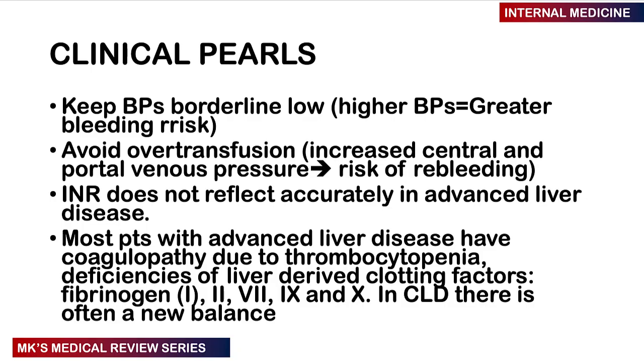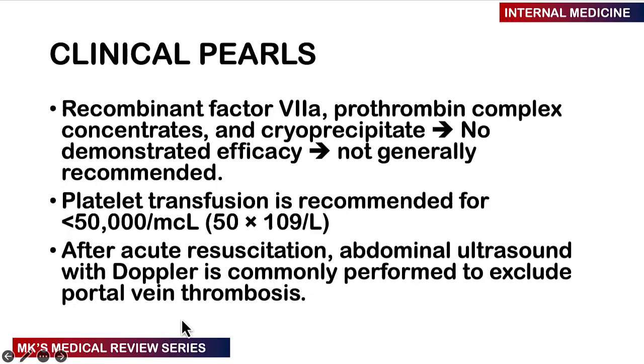INR does not accurately reflect advanced liver disease. Like I said, there's a new balance that is there. And most patients with advanced liver disease will have coagulopathies either due to thrombocytopenia, deficiencies in the liver-derived clotting factors like those that are dependent on vitamin K, like 2, 7, 9, and 10, and deficiency in fibrinogen, which is factor 1. And remember, like I already mentioned, in CLD, they often have this new balance. And then in terms of the recombinant activated factor 7, prothrombin complex concentrates, even cryoprecipitates, most research has actually shown that they have generally no efficacy.